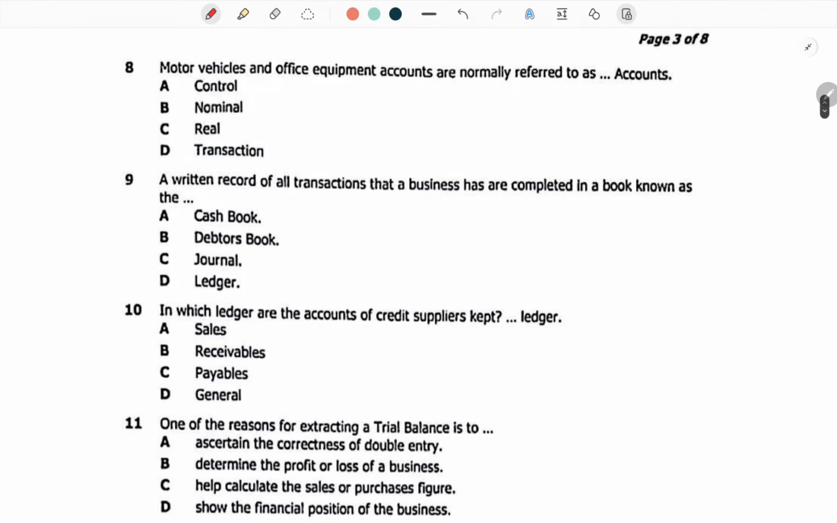Motor vehicles and office equipment accounts are normally referred to as dash accounts. The best answer for question 8 is simply real accounts.